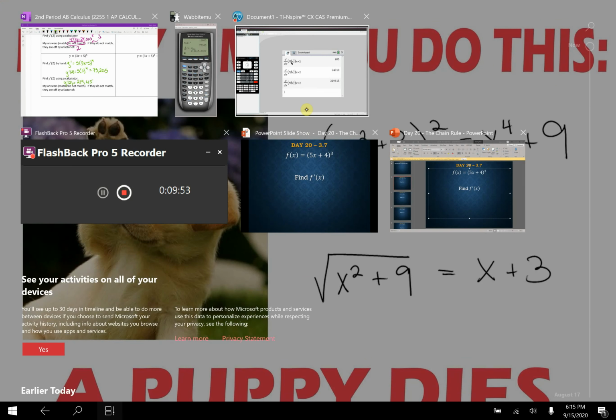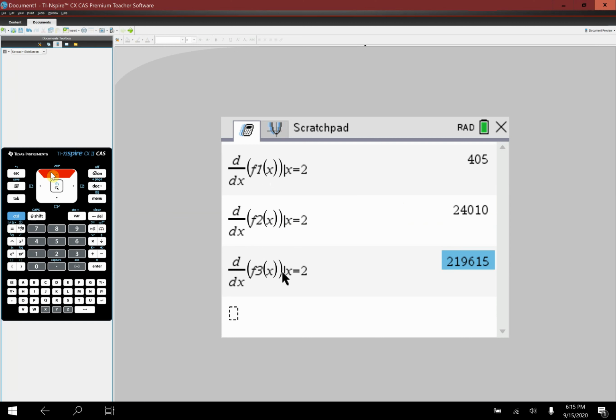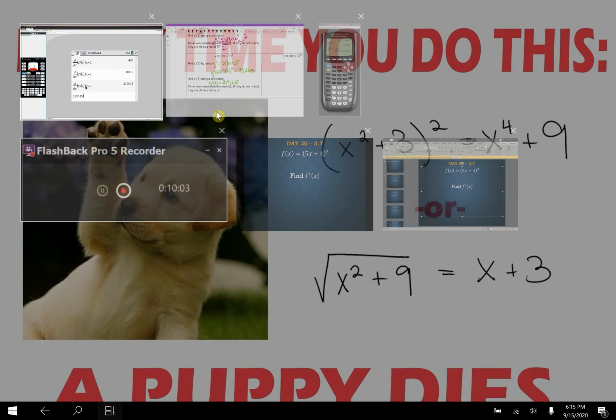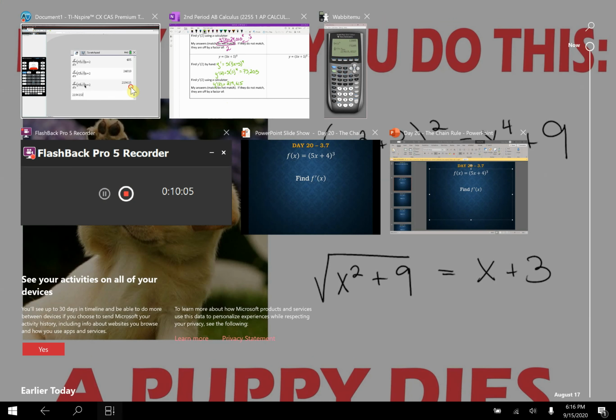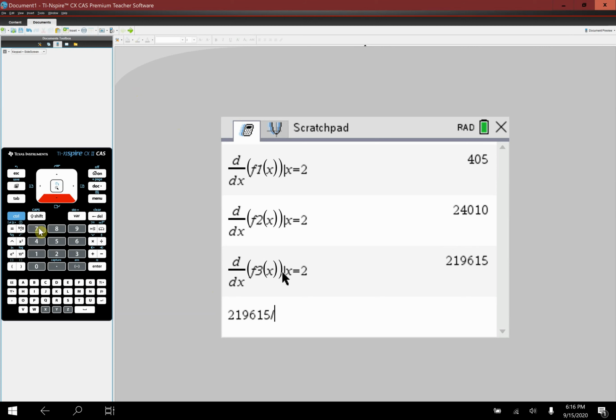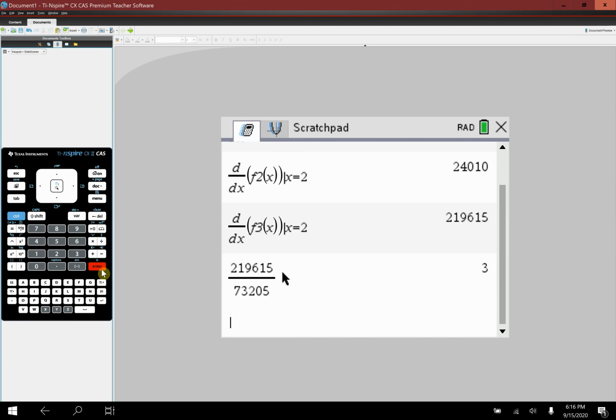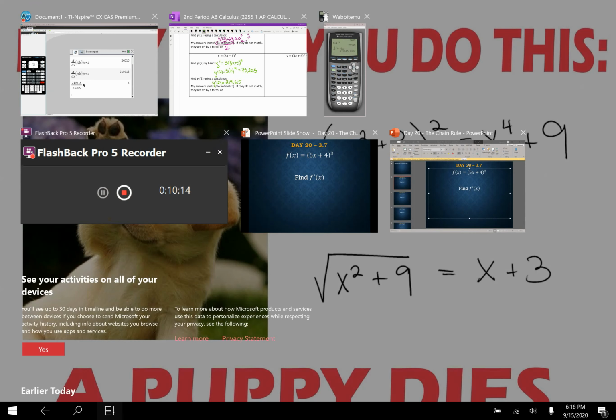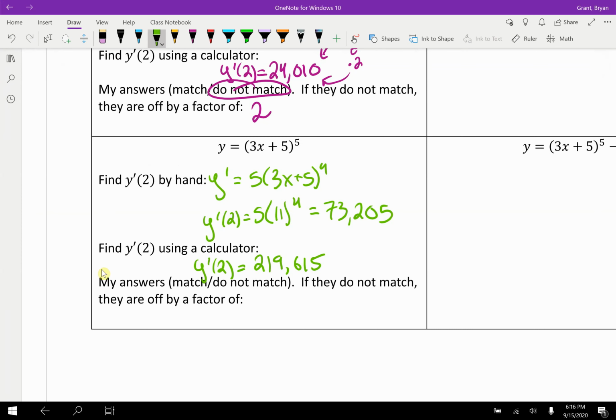Now, how much are those off by? Well, let's go ahead and just try it. Let's take my answer. I'm going to copy this down and divide it by the previous answer, which was not on this, which is awkward. Our previous answer was 73205. Hit enter. Oh, it's off by exactly 3. Okay, cool. We probably could have seen that 7 times 3 is 21 and guessed that. They do not match. They're off by a factor of 3.